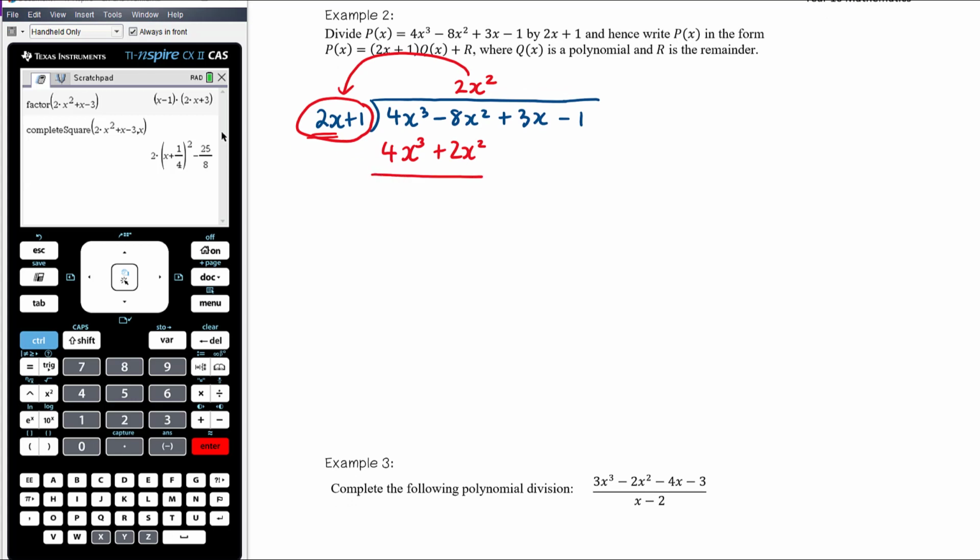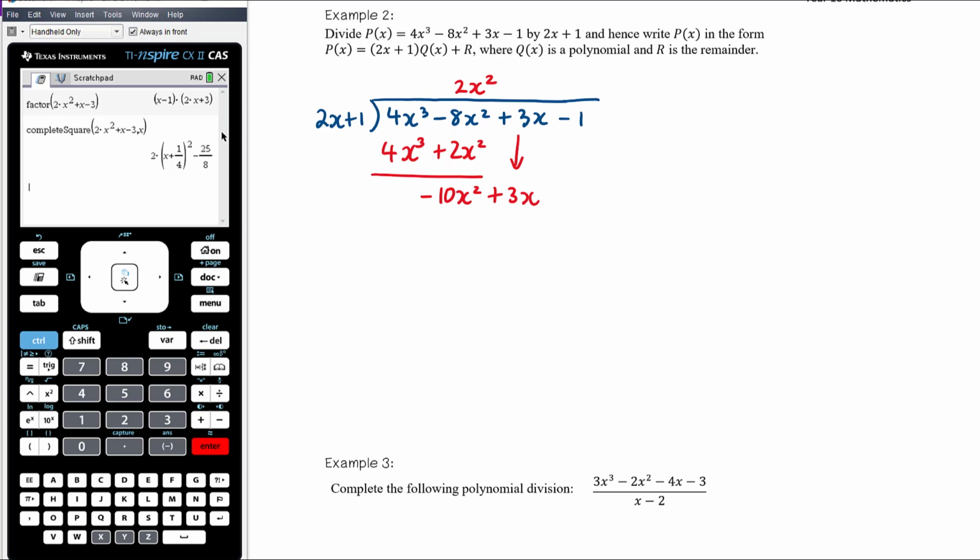Then we subtract. 4x cubed minus 4x cubed, they should cancel out, they do. Negative 8x squared minus 2x squared is negative 10x squared. The errors you'll make here will be in the subtractions. Be careful. Say them out loud if you need to. Negative 8 minus 2 is negative 10. And then we bring down our next term, plus 3x, and we repeat the process again.